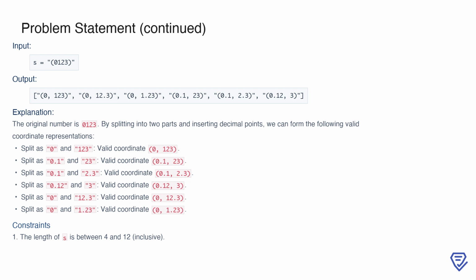For example, splitting as 0 and 123 forms the coordinate (0, 123). Similarly, inserting a decimal point in the first part gives splits like 0.1 and 23, resulting in (0.1, 23). We can also place the decimal point in the second part, splitting as 0 and 12.3, which gives (0, 12.3). Each combination is valid as it respects the rules for decimal numbers.